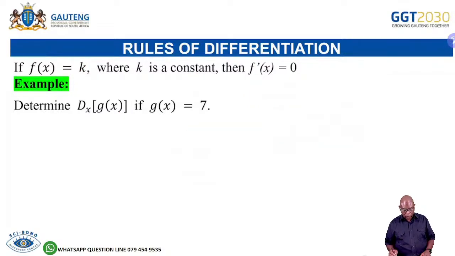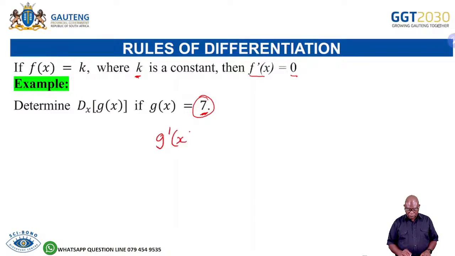Now, look at this one also. If f of x equals k, k is a constant. Now, this is a constant. Then the derivative f prime of x will be 0. There's nothing to think about here. As long as the number that is given there is a constant without an x, without any other value, therefore the derivative will always be equal to 0.